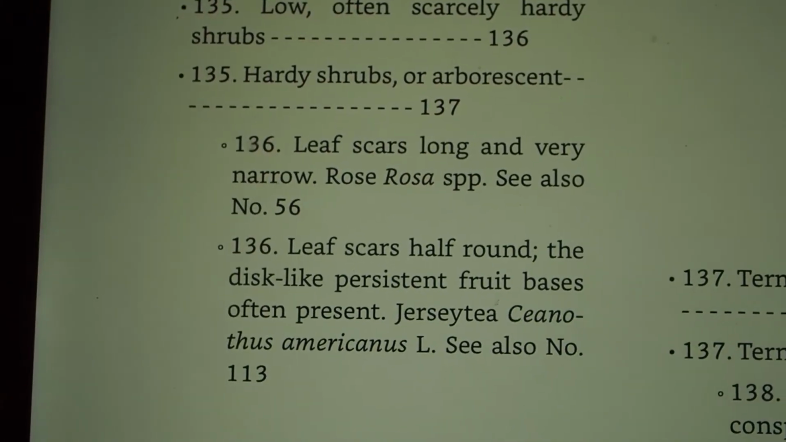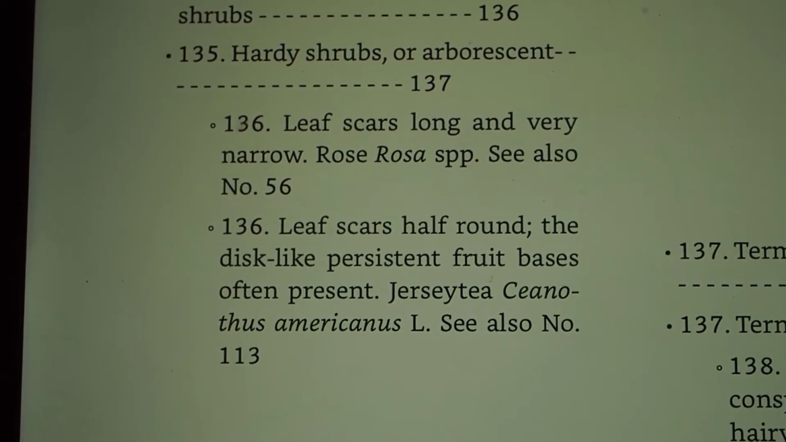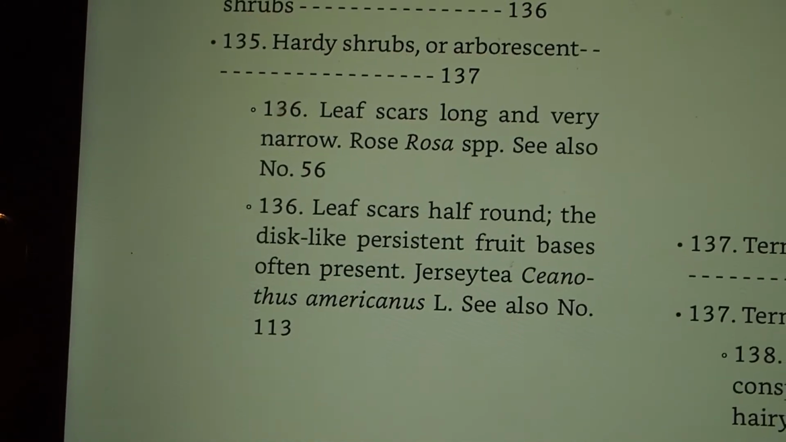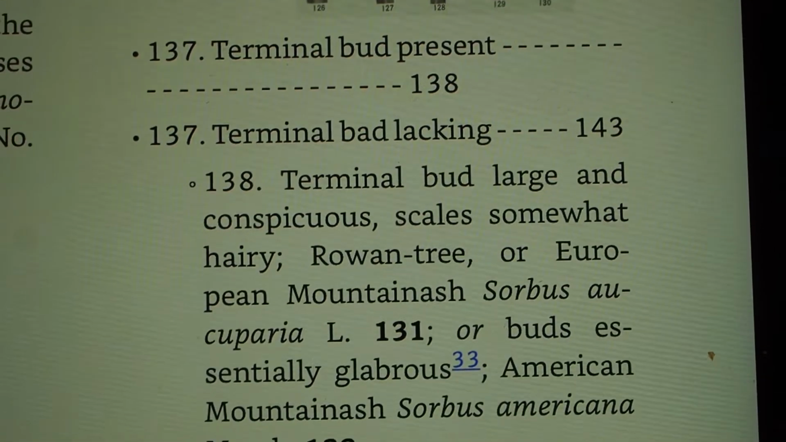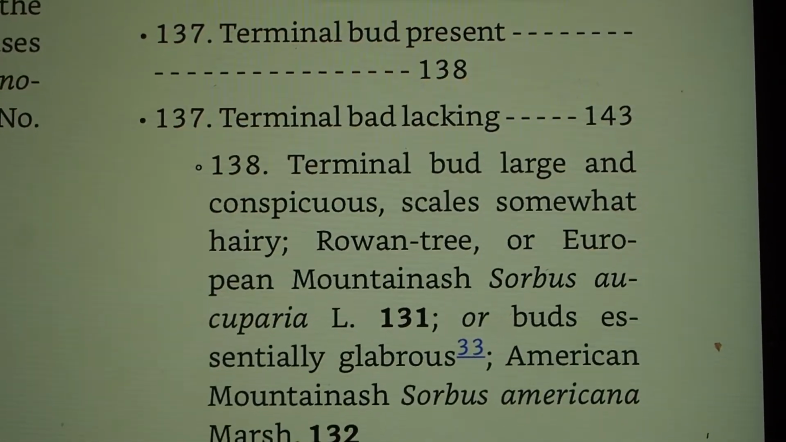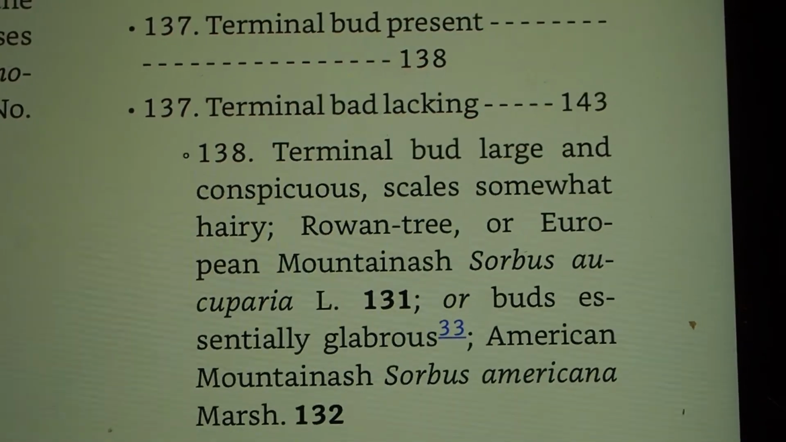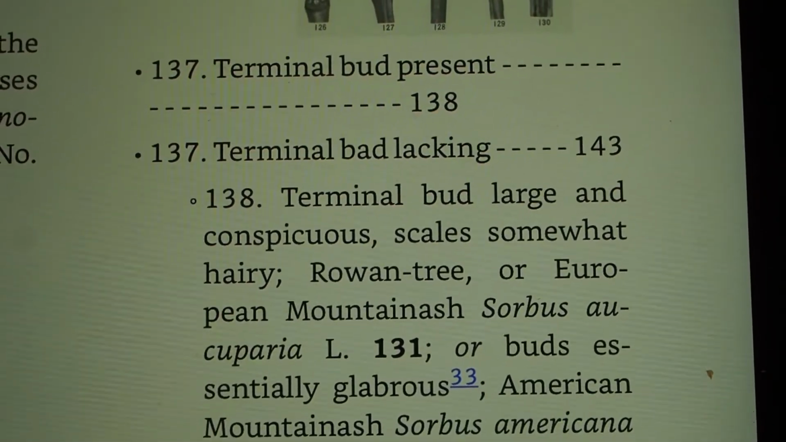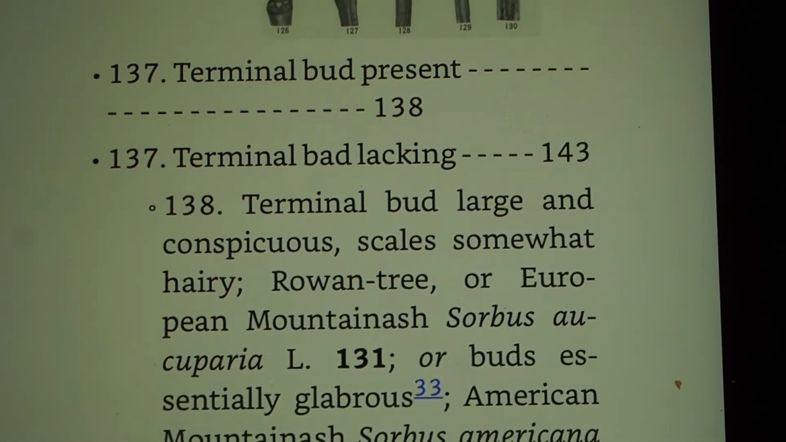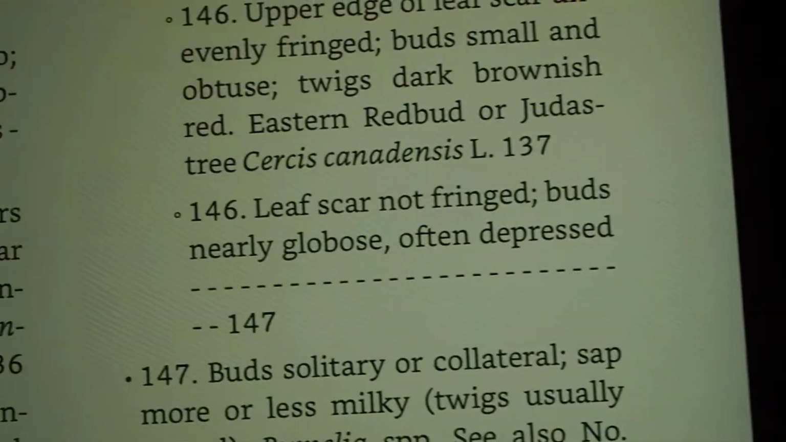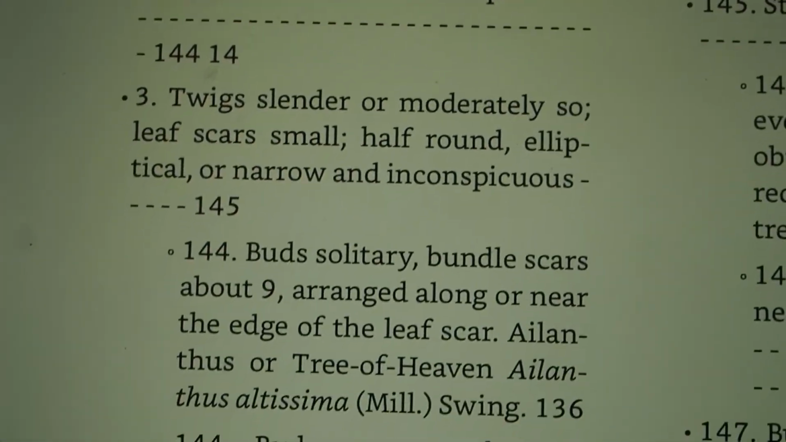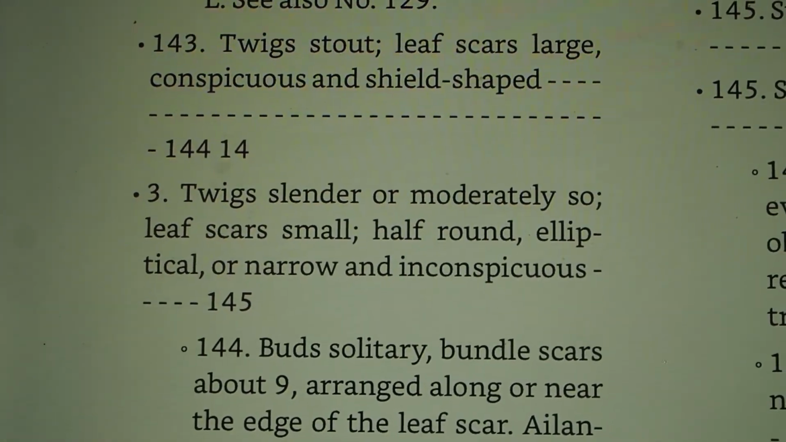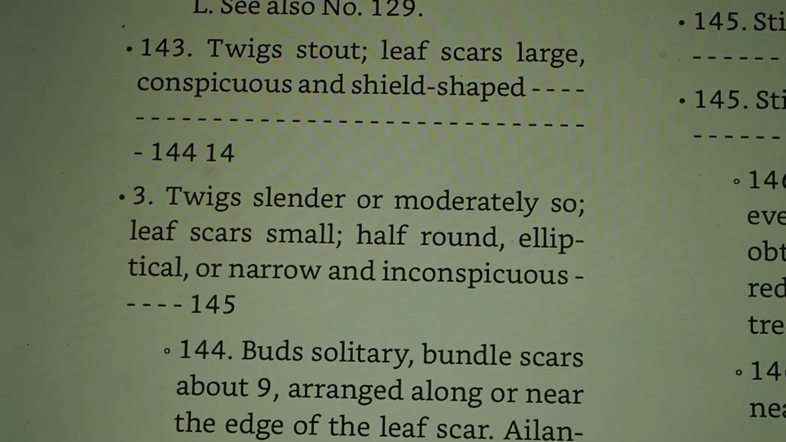And that asks us again about the growth form. Again, this is off a fairly straightforward tree. So we're asked about the terminal bud, and again, a little more refinement. And this is one where the terminal bud is not present. It has a false terminal bud, which is just the last formed lateral bud. So we go to couplet 143. 143 asks if these twigs are stout and the leaf scars are large, conspicuous, and shield-shaped. Yeah, they are. This is kind of a mondo twig.